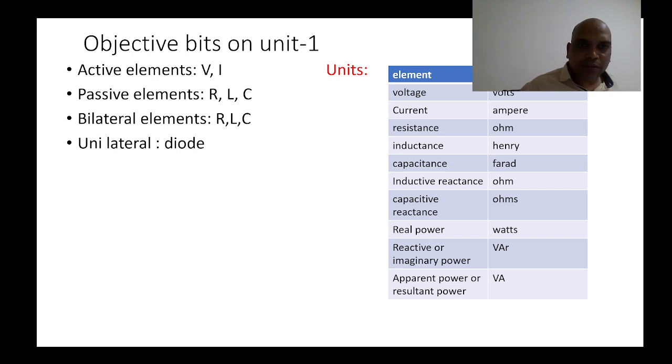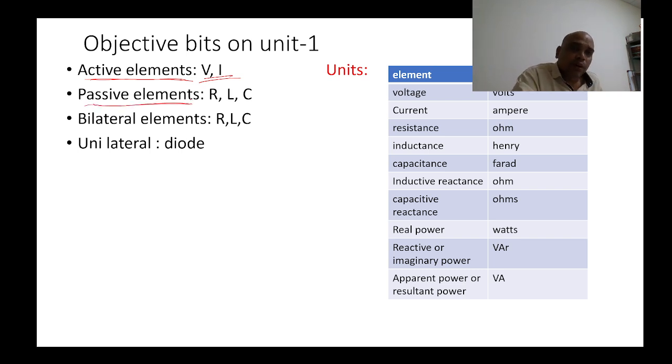So now we'll discuss some objective bits on Unit 1. See, here, what are the active elements? Active elements are nothing but those that deliver energy to the outside. What are the examples of active elements? Voltage and current source. Next, passive elements, which absorb energy from outside.